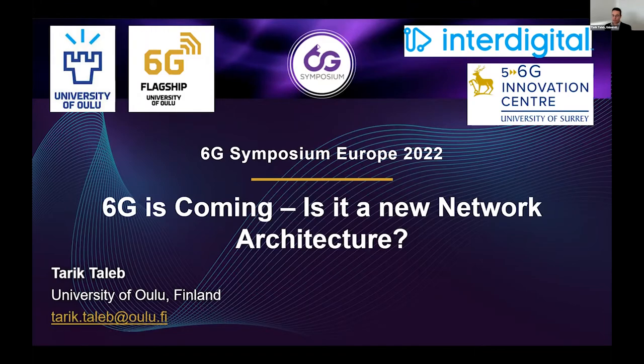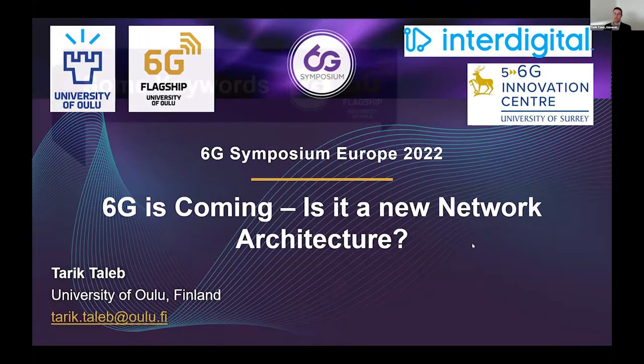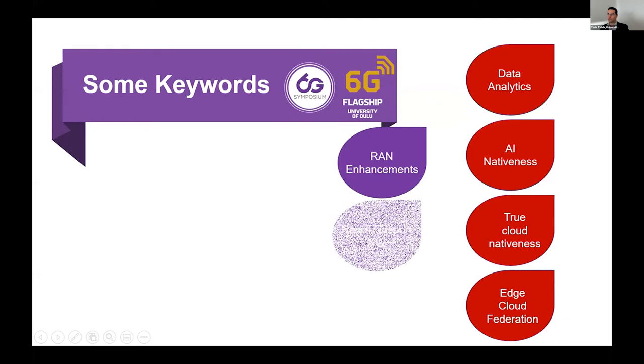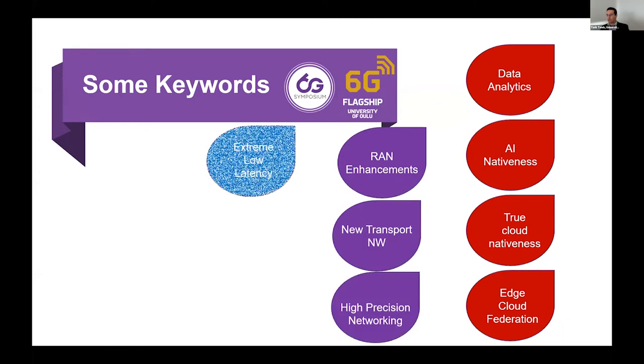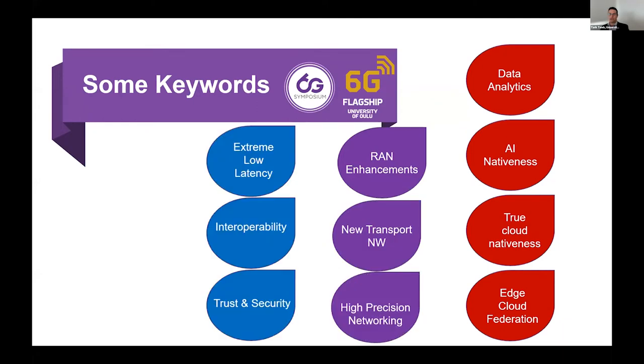When we talk about the system architecture of any system, particularly of 6G, different keywords and buzzwords will come to one's mind. And here, just a few lists of some of the keywords that we will be addressing today. So we have data analytics, we have AI nativeness, true cloud nativeness, edge cloud, federation, definitely different enhancements happening to the radio access network, new network, transport network probably may be needed, high precision networking.